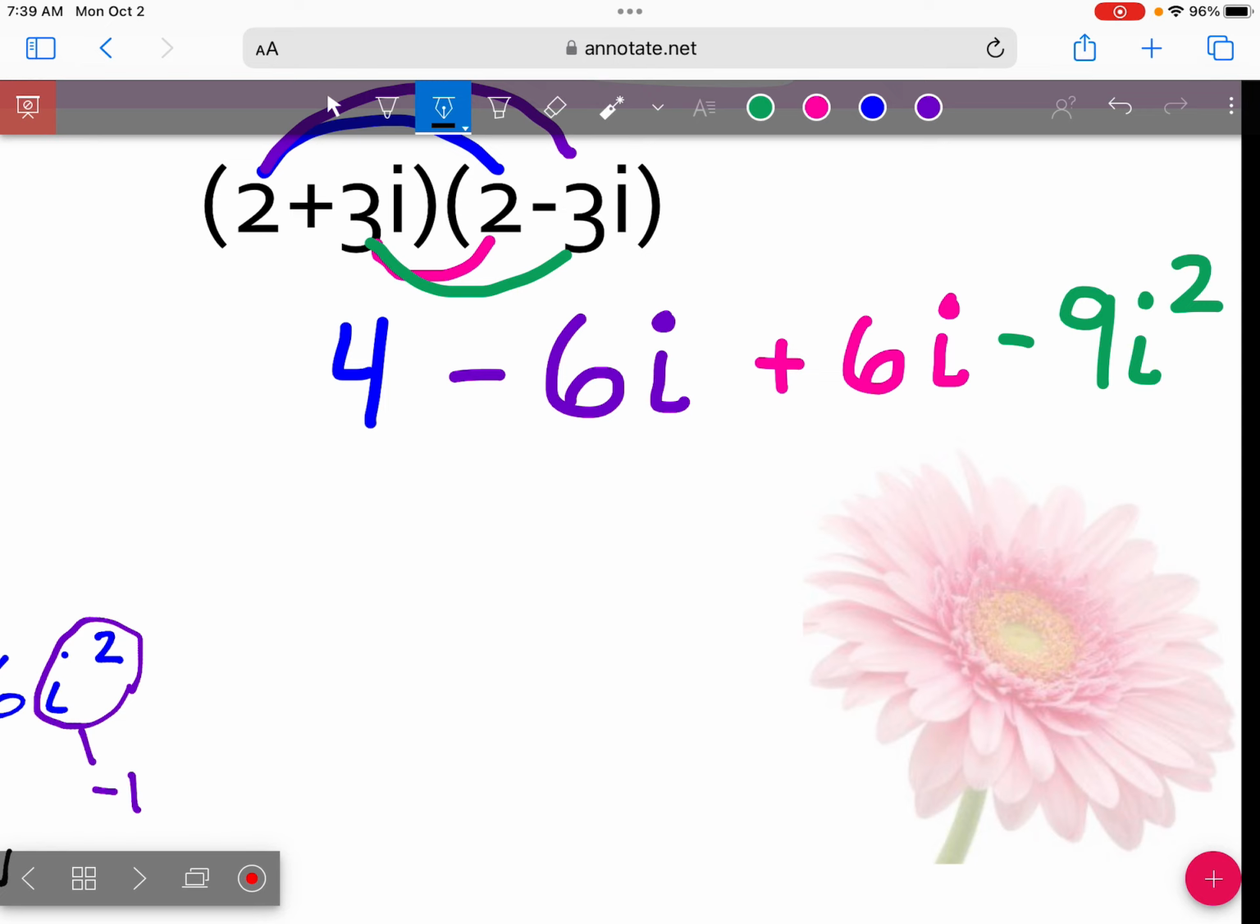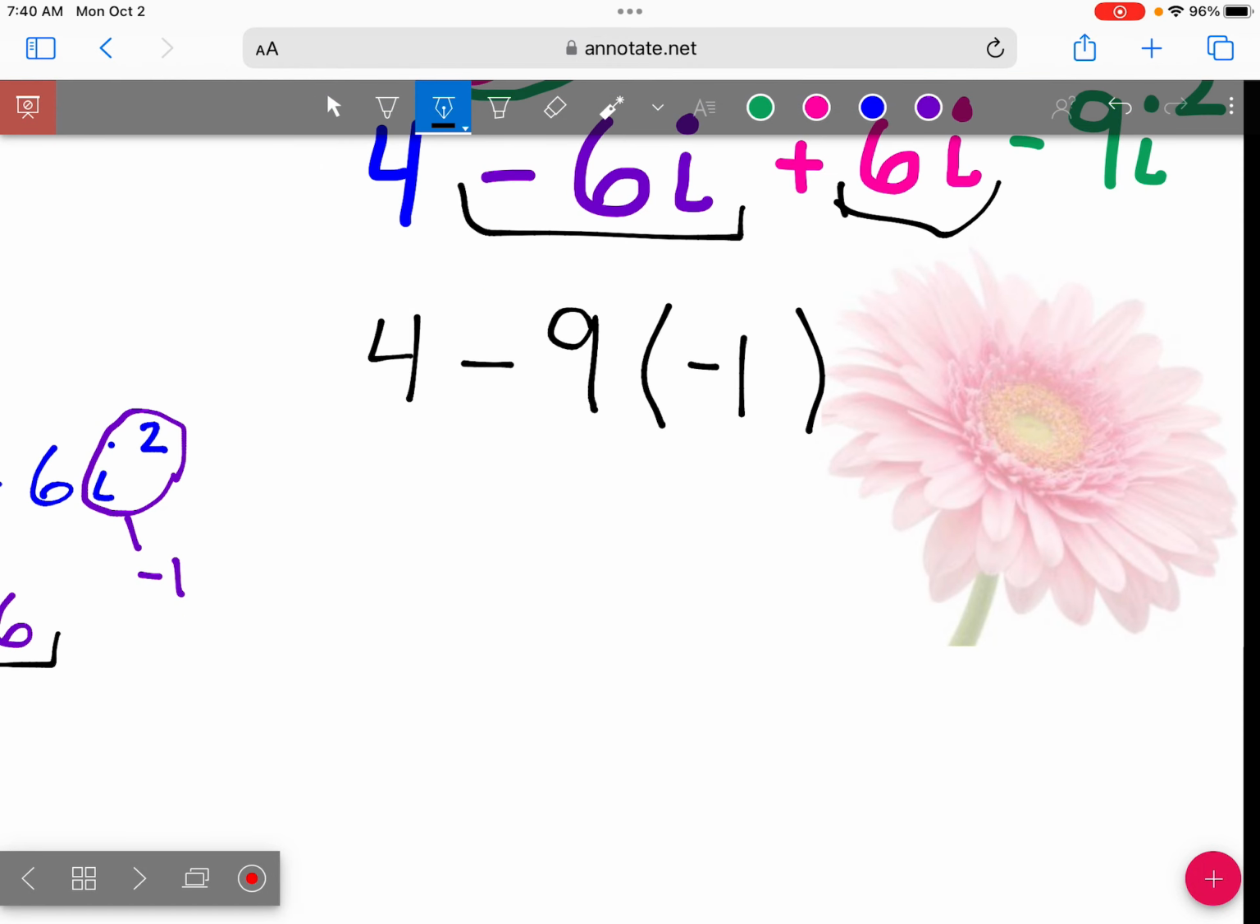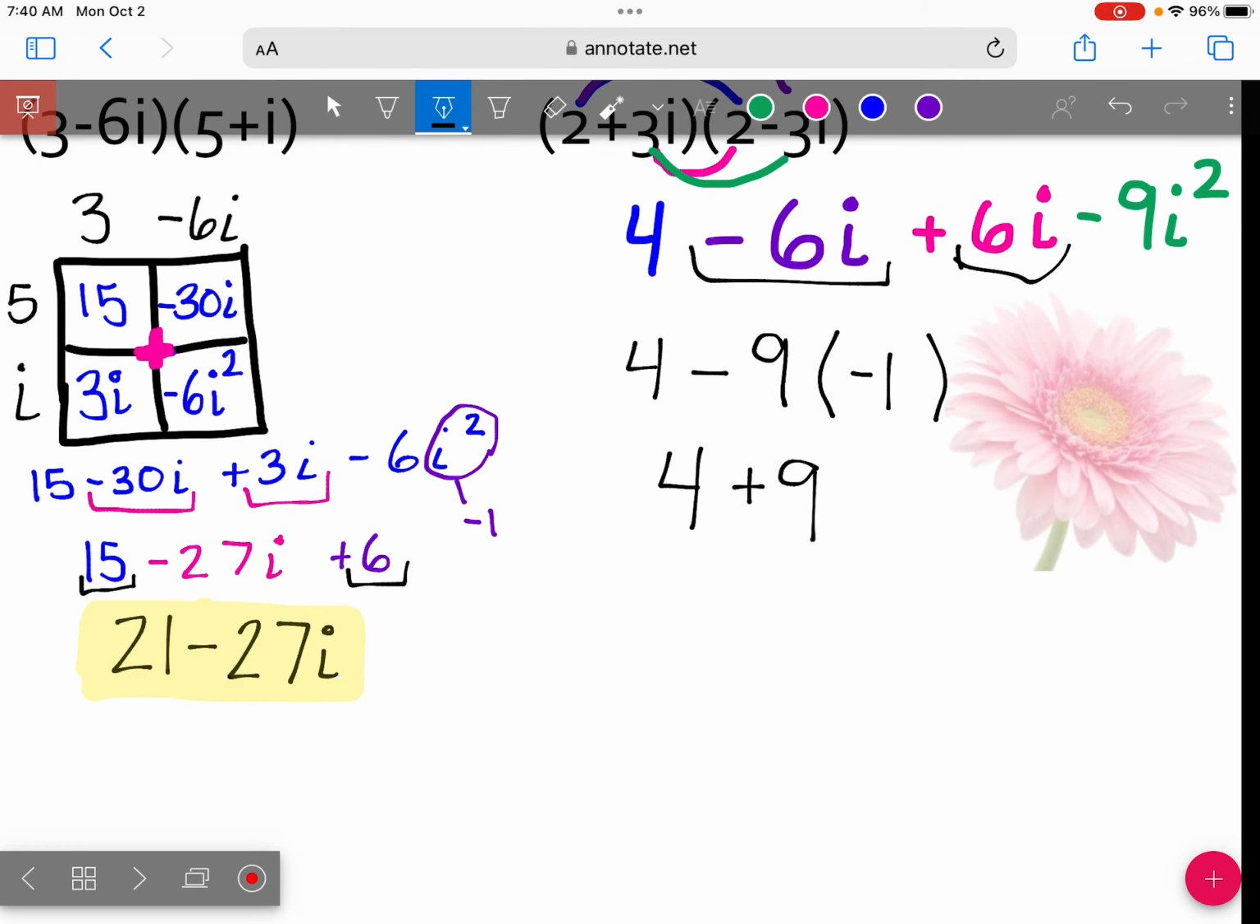What happens to my i's? They cancel out. And that's totally fine. So we're left with 4 minus 9i squared. What does i squared equal again? i squared equals -1. So what we really have is 4 minus 9 times -1. 4 plus 9. What is 4 plus 9? 13.